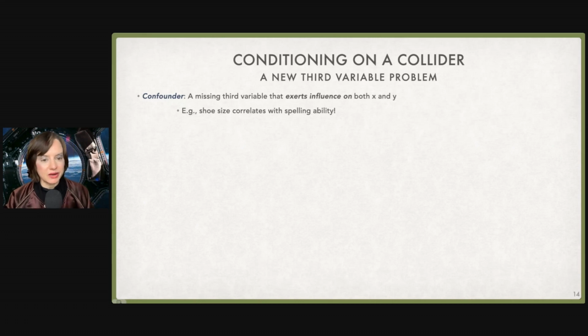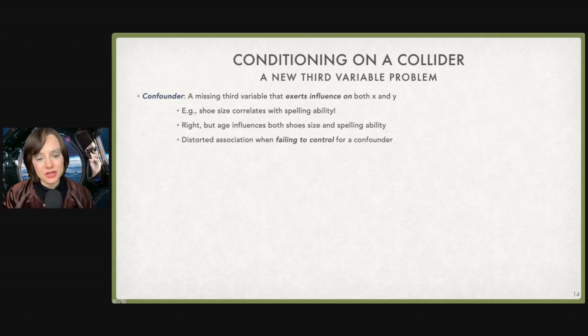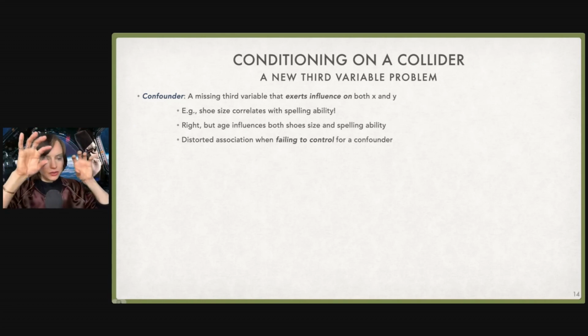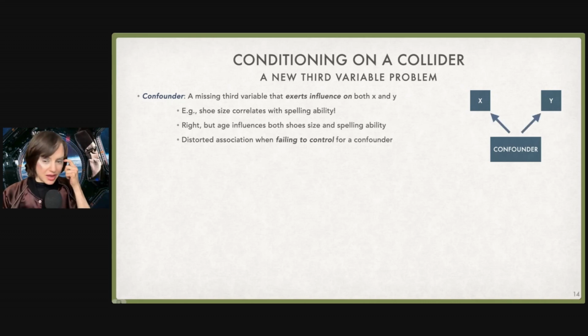For example, we might find, hey, I see a correlation between shoe size and spelling ability. Okay, but age is a confounding variable that influences both our shoe size and our spelling ability. We get a distorted association when we fail to control for a confounder. When we don't consider age, we wrongly conclude that there's some magical, important, meaningful relationship between shoe size and spelling ability. So a confounder exerts an influence on both X and Y.